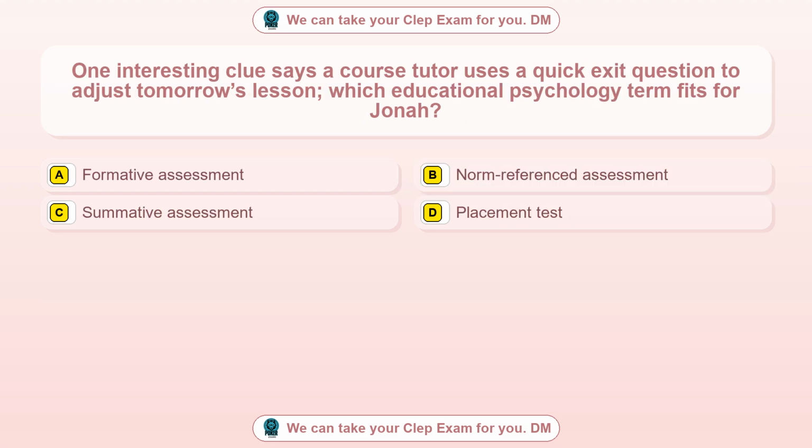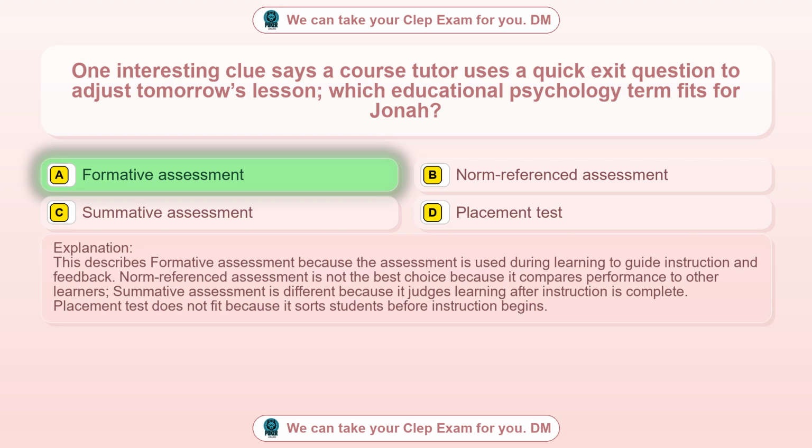Question 52. One interesting clue says a course tutor uses a quick exit question to adjust tomorrow's lesson. Which educational psychology term fits for Jonah? Option A, formative assessment. Option B, norm-referenced assessment. Option C, summative assessment. Option D, placement test. The correct answer is option A, formative assessment.